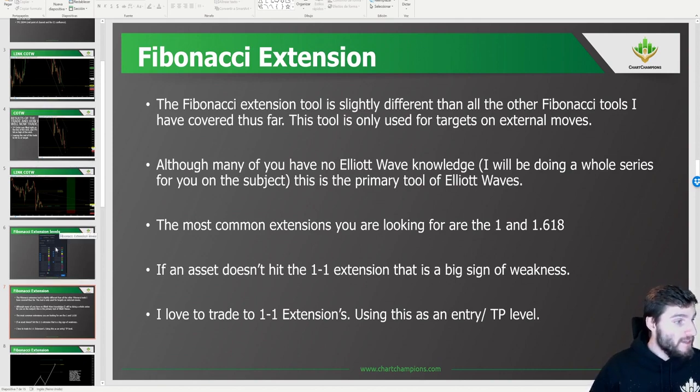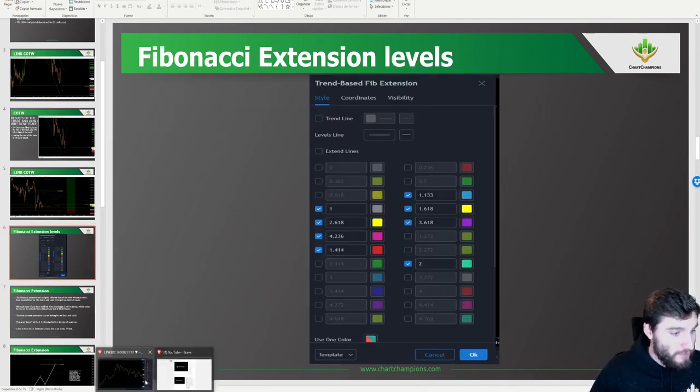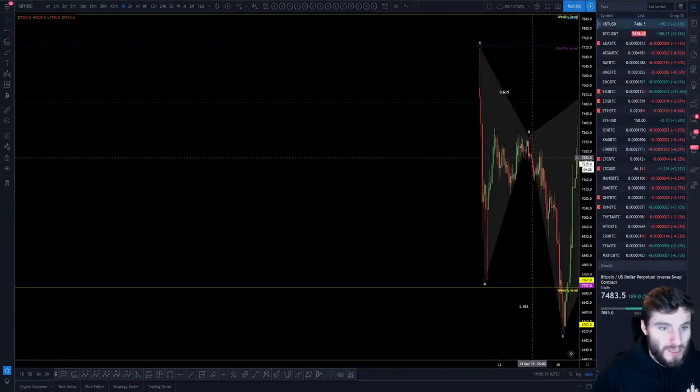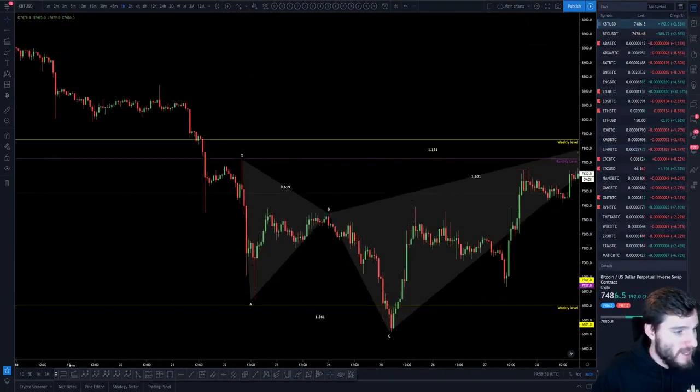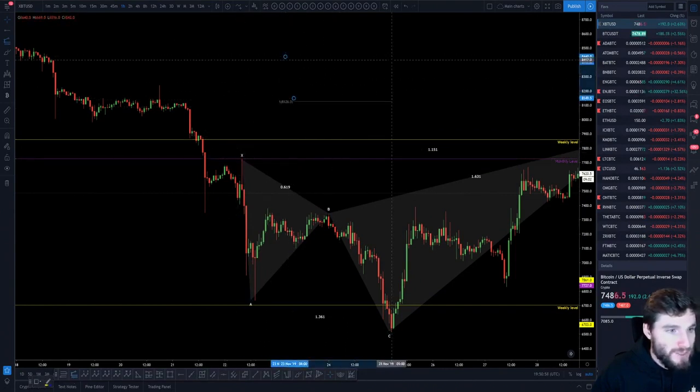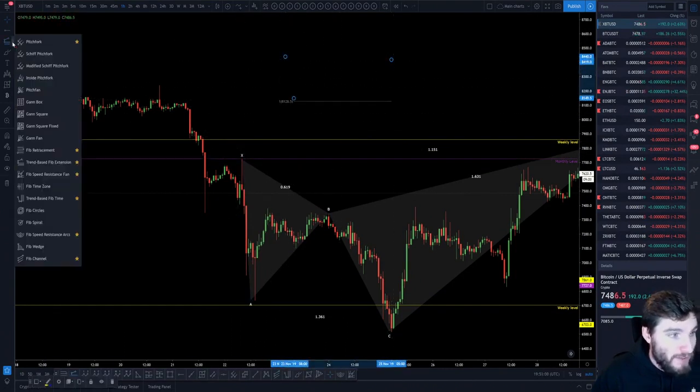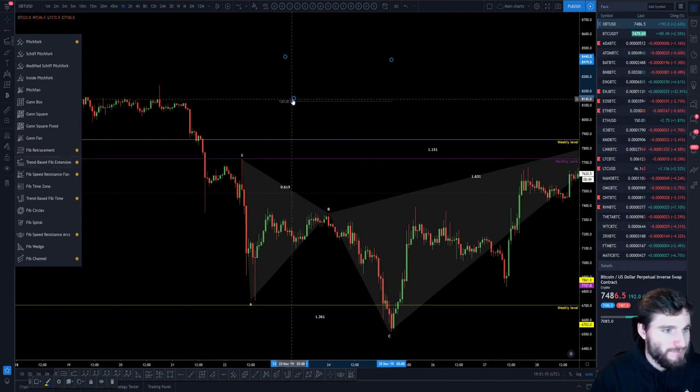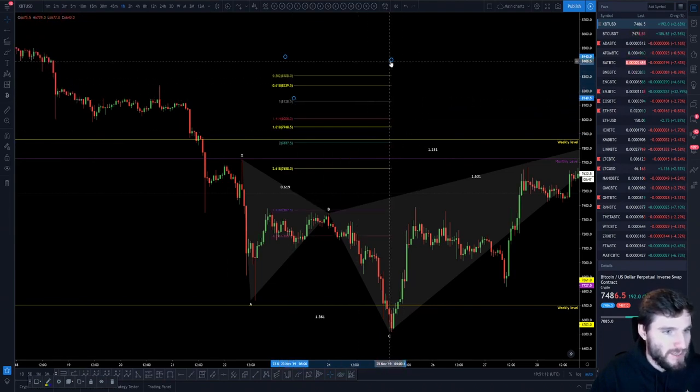Cool. So moving on to the levels. Firstly, let me show you the tool. Let's go over onto Bitcoin, for example. You want to use this tool, firstly, it's located on the left hand side, and on TradingView they actually call it the trend-based fib extension. If you're not aware, that's what they call it here. So they call it the trend-based fib extension, and we can just put on the extension here.